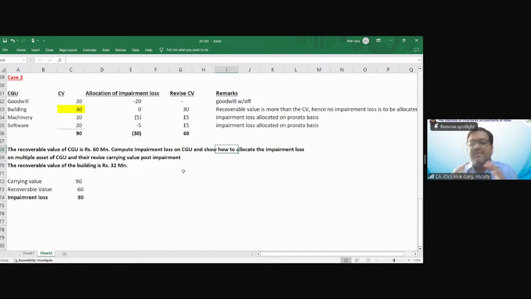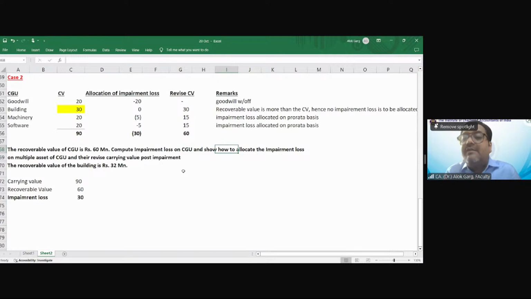Friends, first of all, please understand the relevance of the impairment of asset standard. This standard only checks whether your carrying value is higher than the recoverable value. If the carrying value is higher than the recoverable value, then you need to reduce your carrying value to the recoverable value. If your recoverable value is higher than the carrying value, then you are not required to do anything. Then you have to see the other standard.